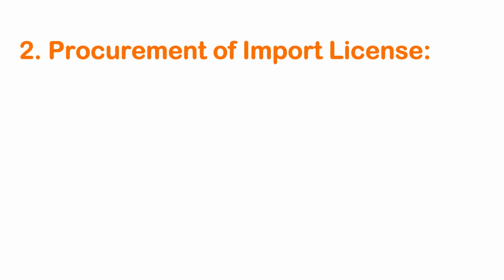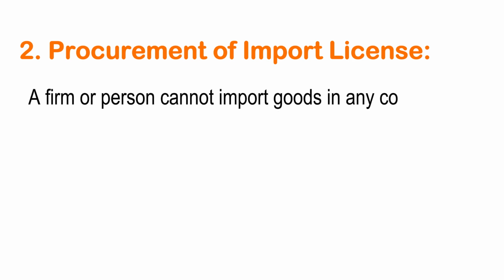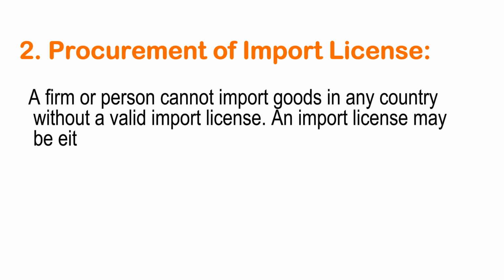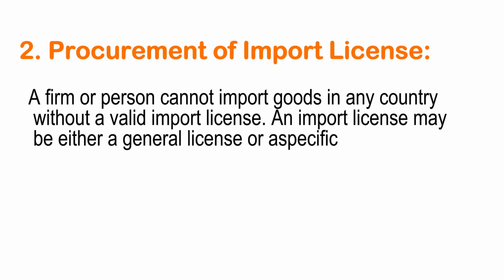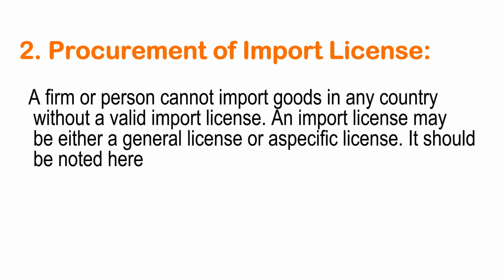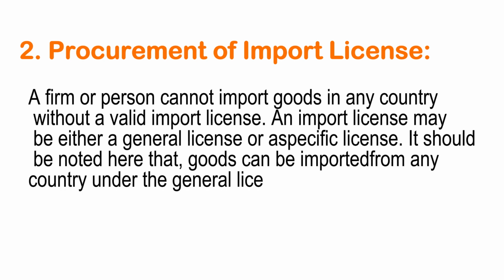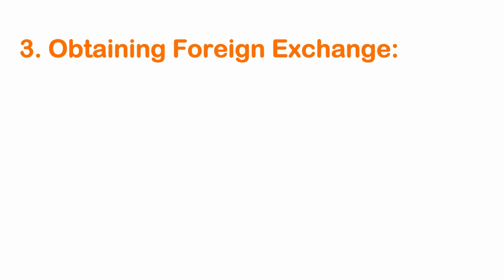2. Procurement of import license. A firm or person cannot import goods in any country without a valid import license. An import license may be either a general license or a specific license. It should be noted here that goods can be imported from any country under the general license, whereas an individual license permits import only from specified countries.